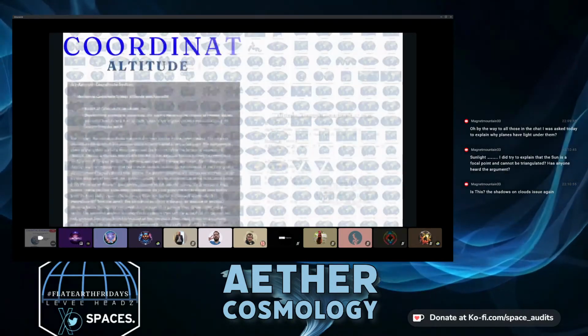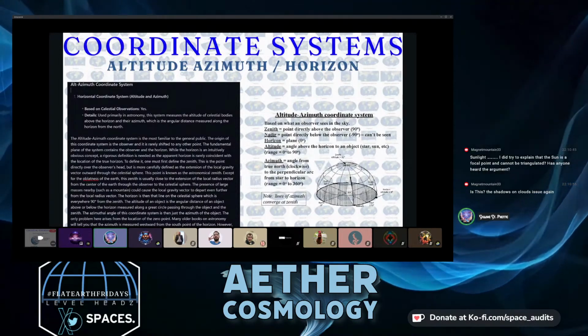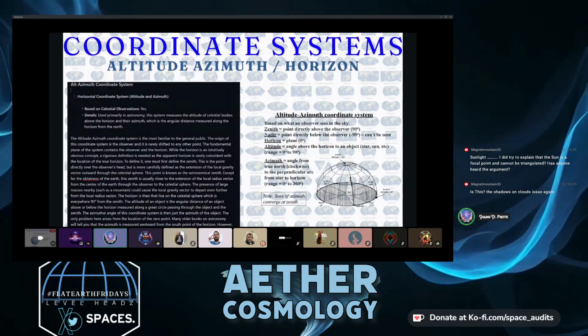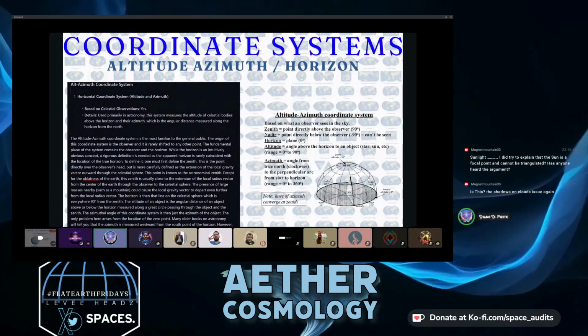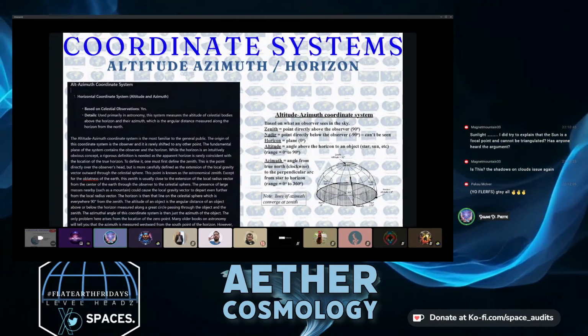Everyone's cool. The other coordinate systems based on the stars, as we said, alt-az, our favorite grid, based on the observer. It's personal, not relatable, and can't convey to someone on the other side what you're seeing and how they can find it. That's basically the summary.